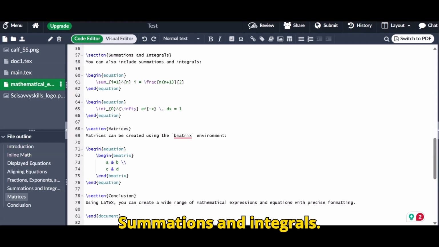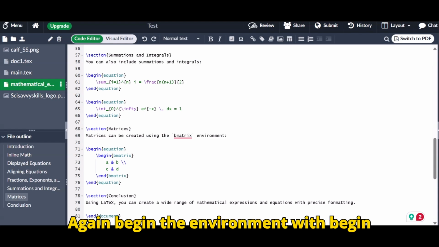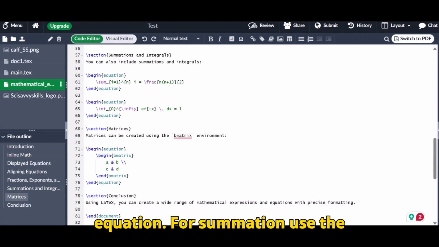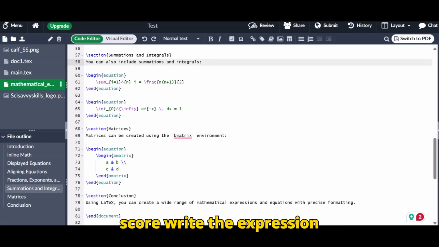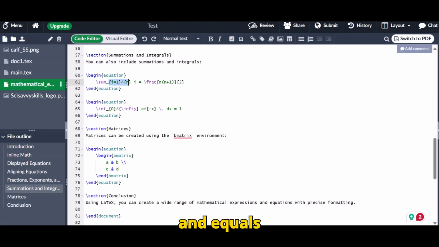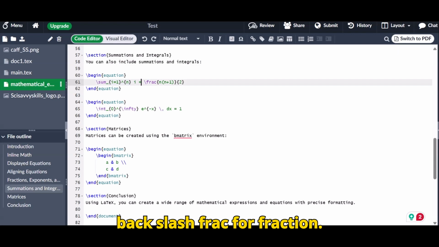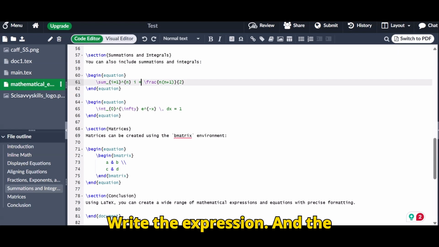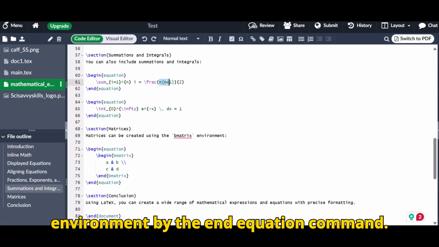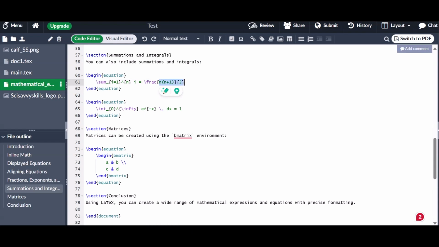Summations and integrals. Again, begin the environment with begin equation. For summation, use the command backslash sum underscore, write the expression, and equals backslash frac for fraction, write the expression, and end the environment by the end equation command.